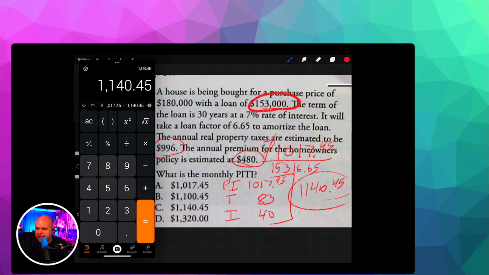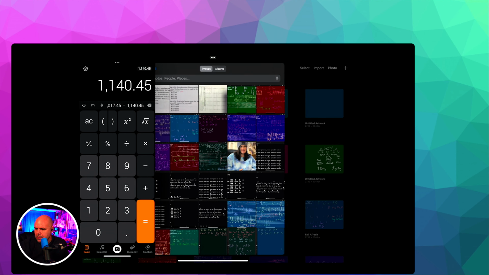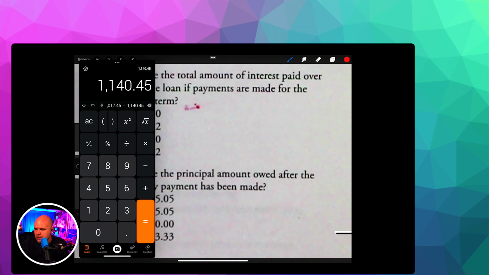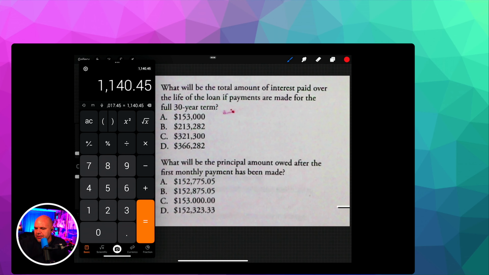Now, next question they ask is, what will be the total amount of interest paid over the life of the loan if the payments are for the full 30-year term? And I believe that's something Ben was asking earlier. Is that one that you ran into maybe? Oh, okay. Let's talk about that a little bit later. Let's do this one.